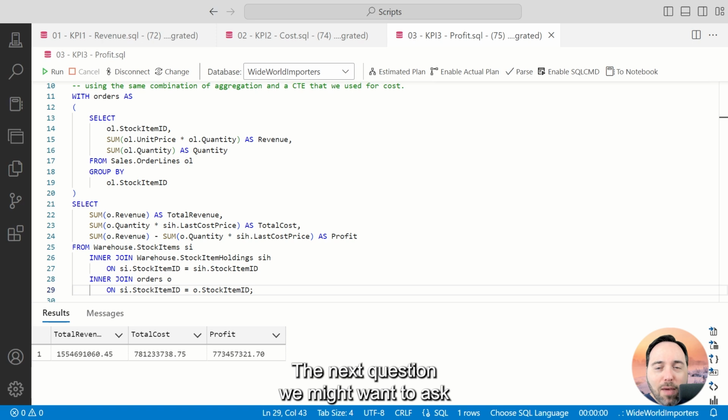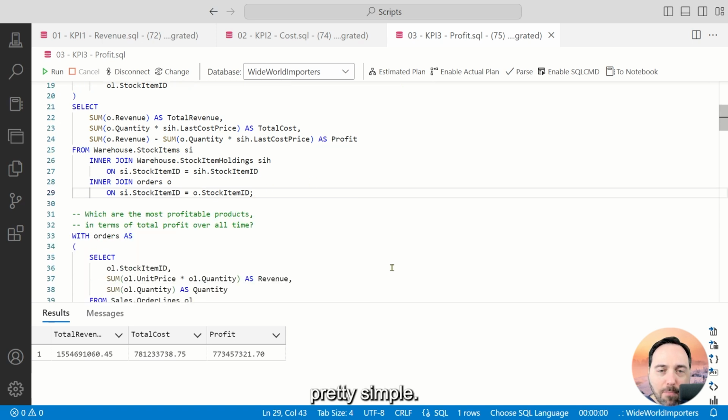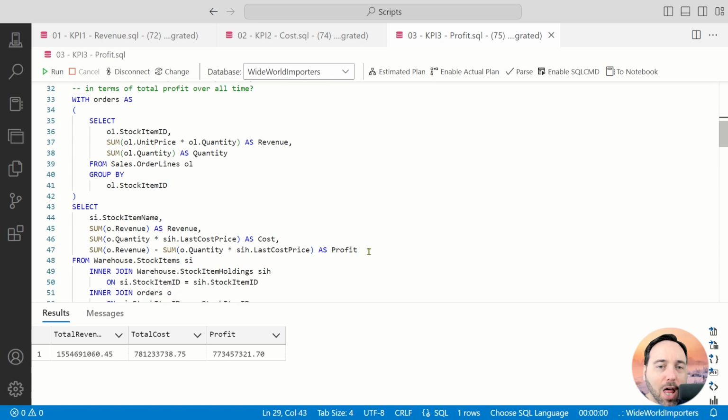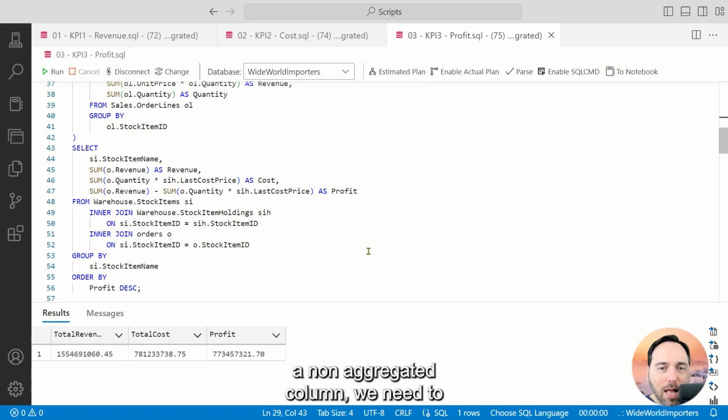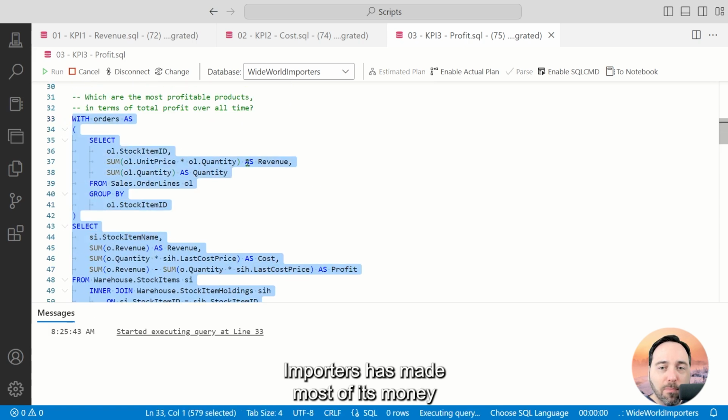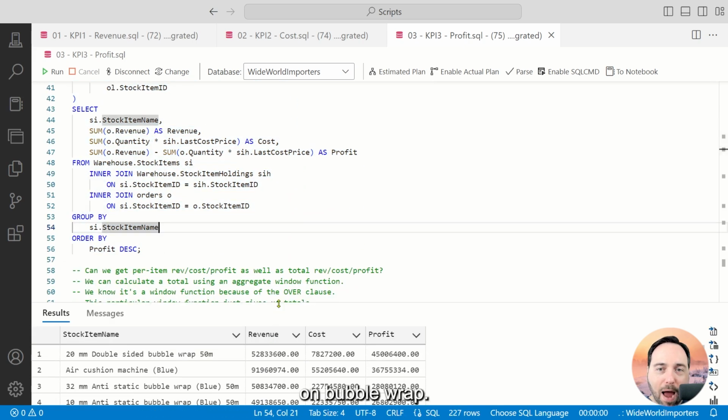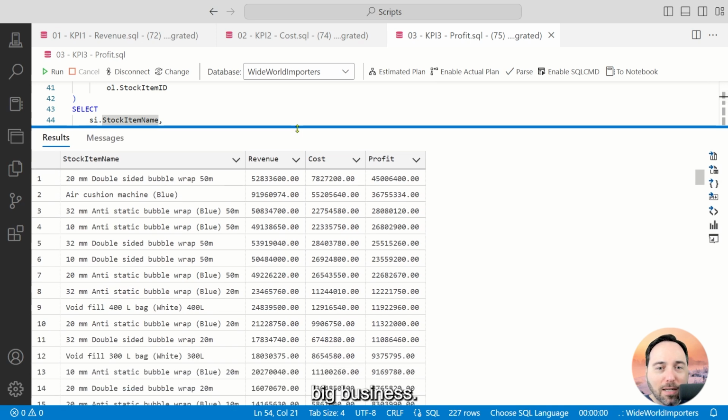The next question we might want to ask is, how can we get the profitability of specific products? When it comes to working with key performance indicators, we might be interested in the bottom line, but oftentimes business users will want to slice the data by various dimensions. Slicing by stock item name is pretty simple. We add it to the select statement. Then, because we have aggregation functions and the stock item name is a non-aggregated column, we need to include it in the group by clause. Running this, we can see that Wide World Importers has made most of its money on bubble wrap. Apparently, bubble wrap is big business.